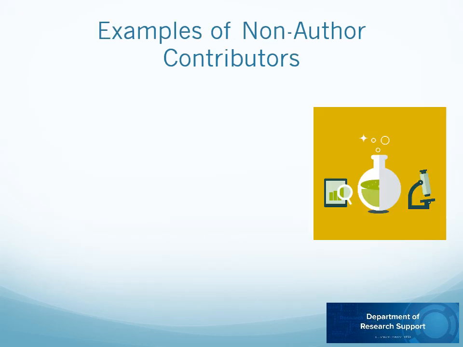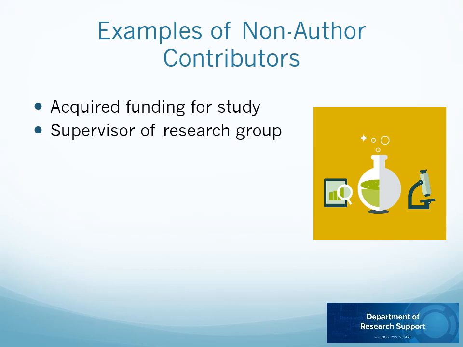Some examples of individuals who are often listed in the acknowledgments section as non-author contributors are the following. An individual who acquired funding for the study, but was not involved with the conduct of the study. Without that financial contribution, the study could not have been conducted. The head or supervisor of a research group is often listed in the acknowledgments as well. Perhaps the study was conducted in the individual's lab, but they were not directly involved with the conduct of the study. However, their oversight or financial support allowed the study to be conducted.